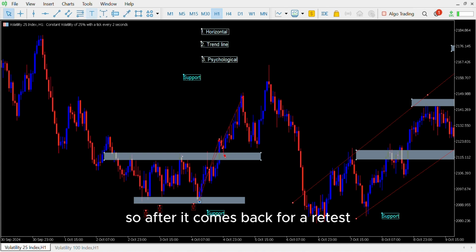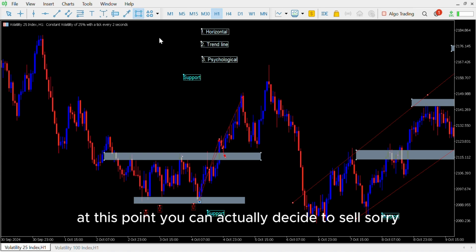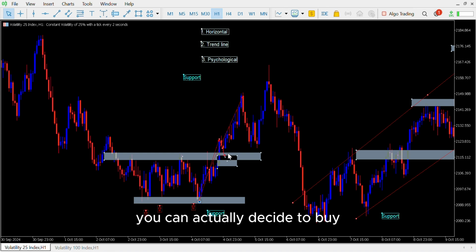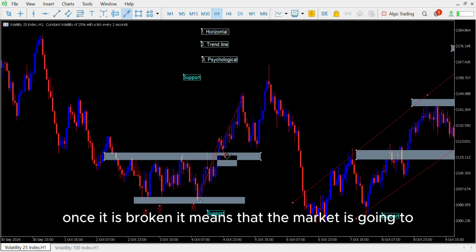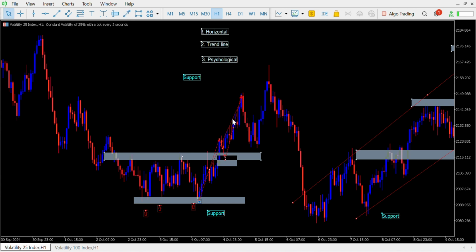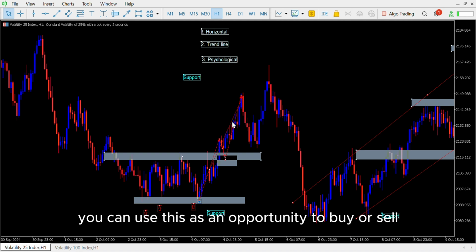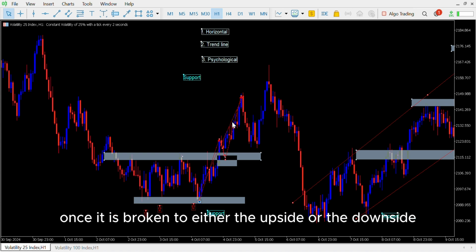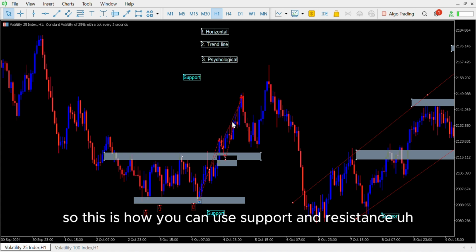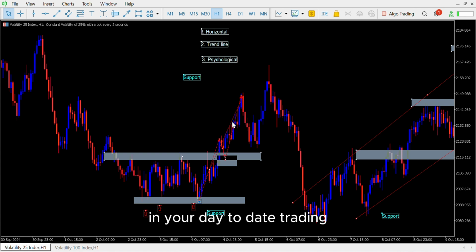So after it comes back for a retest at this point, you can actually decide to buy, because you know that this area, once it is broken, it means that the market is going to buy for some time. So generally it means that you can use this as an opportunity to buy or sell once it is broken to either the upside or the downside. So this is how you can use support and resistance in your day-to-day trading.